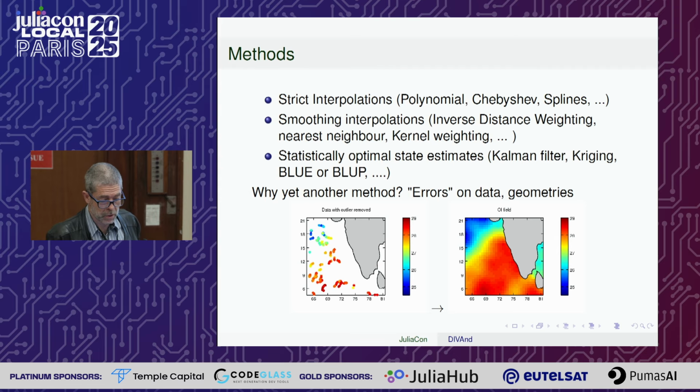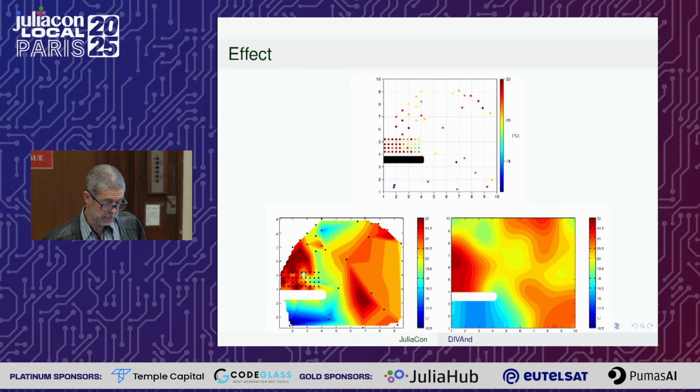And for example, if you have a cruise here with a land part here, if you do a classical interpolation, you propagate the information across the land. And if you use this minimization on the real domain, well, you basically separate both sides of the ocean and you don't have artificial propagation.